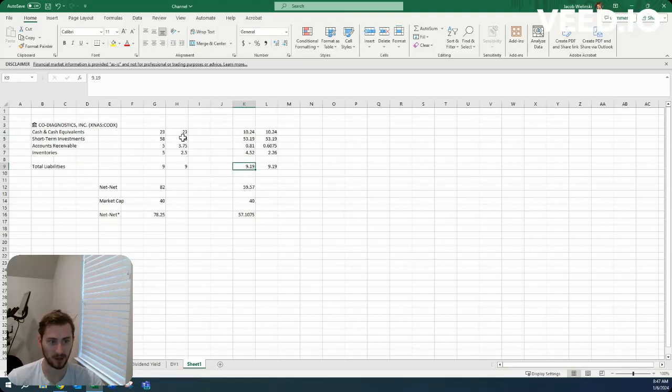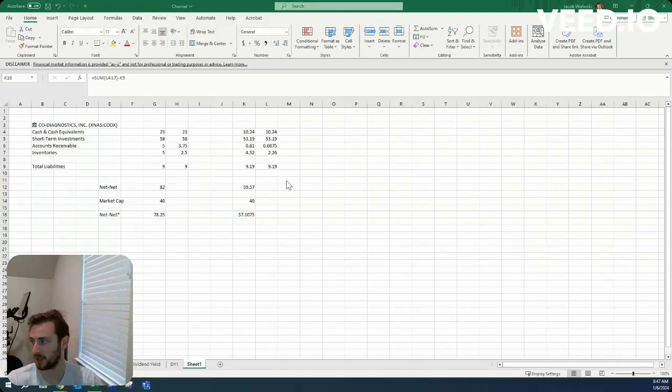This is probably a year later, and we're seeing that they burned through quite a bit of cash and investments, to where their net-net went from 82 million down to under 60 million, which again is still greater than their market cap. So they still have a net-net position. And even their more stringent net-net is 57.1 million, which again is greater than their market cap. But for companies that are selling this cheap, it's likely for a reason.